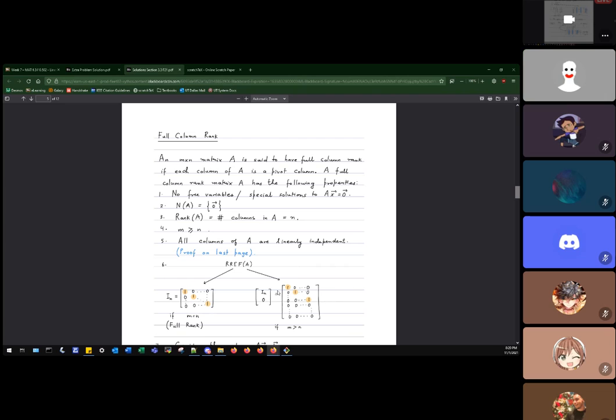Well, I don't think you can go back. I don't think you can go backwards with these. You can't really say that just because the number of columns is greater than the number of rows. Or no, I'm not sure.